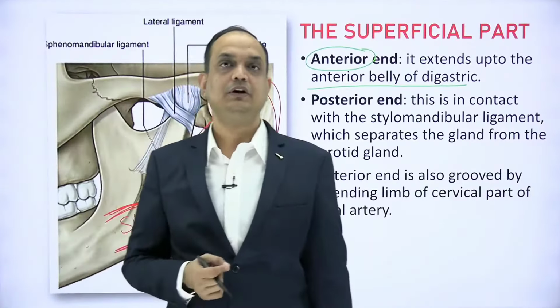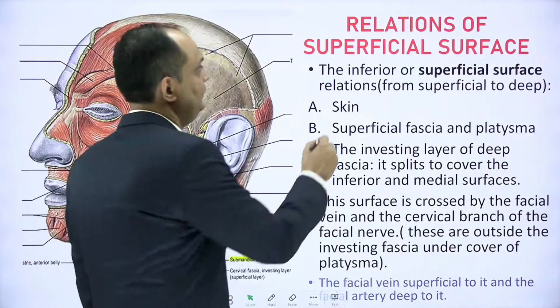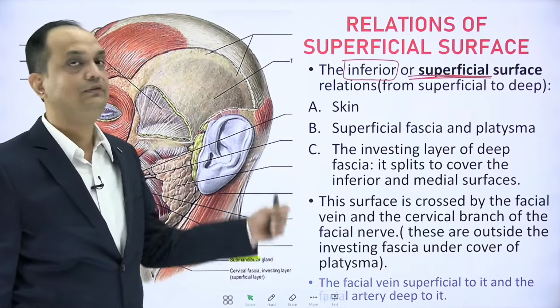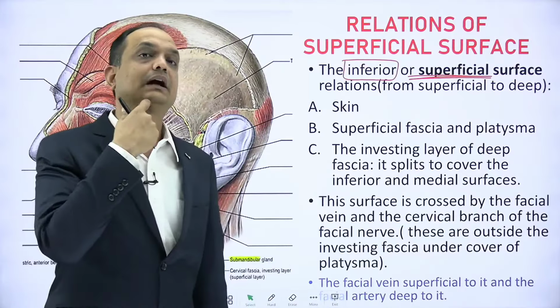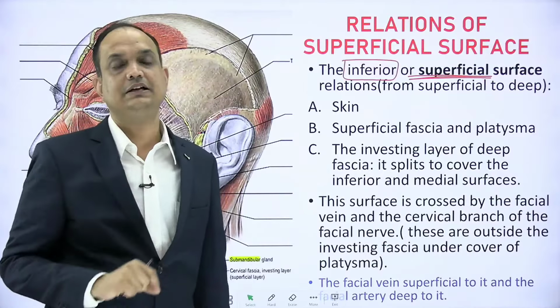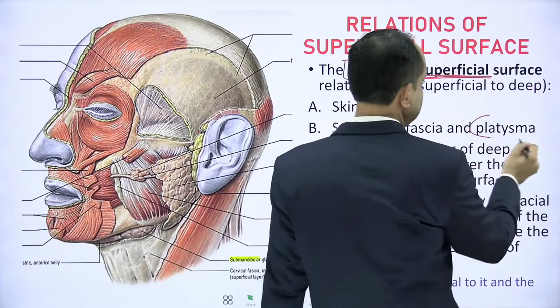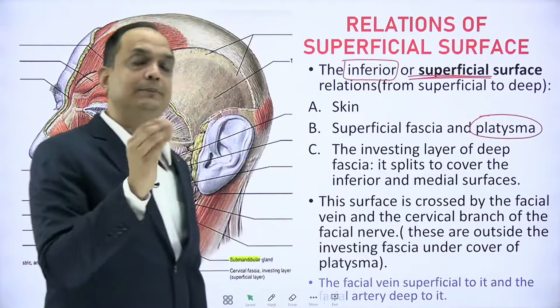Now what are the relations of the different surfaces? First is the inferior surface, also known as the superficial surface of the gland. When you see the inferior surface of the submandibular gland, the outside layer is the skin. Deep to the skin you have the superficial fascia, and in the superficial fascia you have the subcutaneous muscle known as platysma. Deep to the platysma, you know that we have the investing layer of deep cervical fascia. This investing layer will split into two parts and form a capsule-like arrangement, covering the inferior and medial surface.